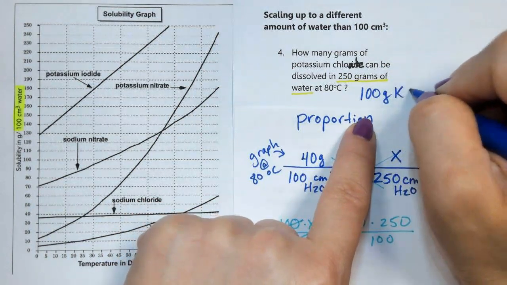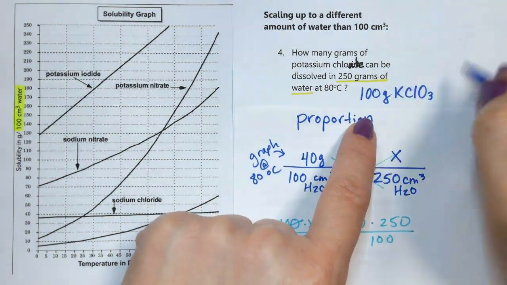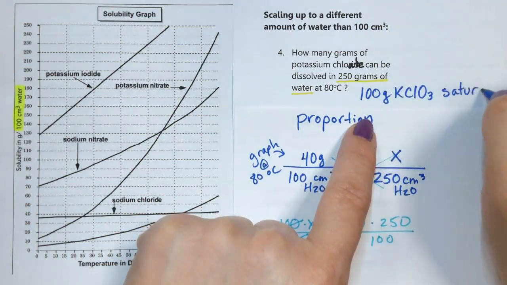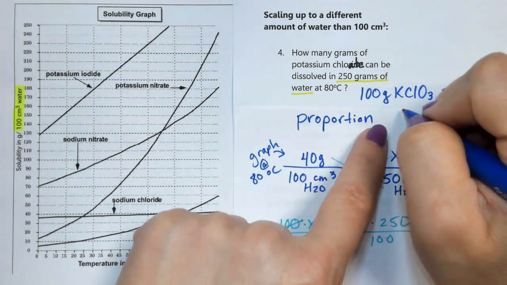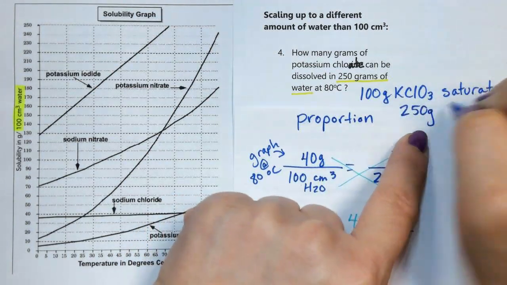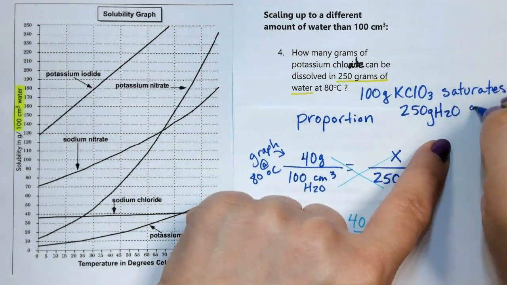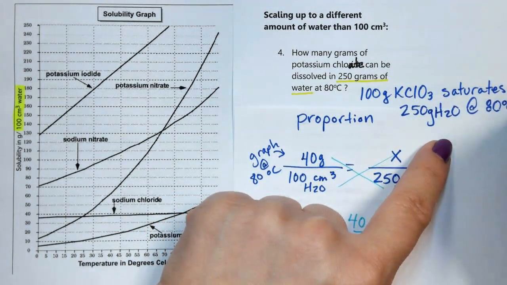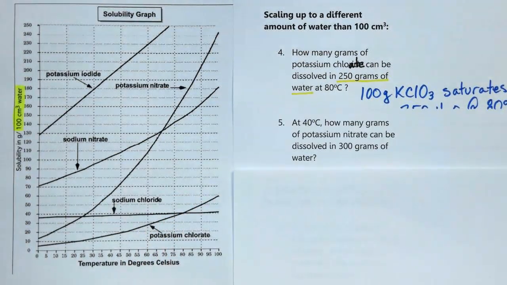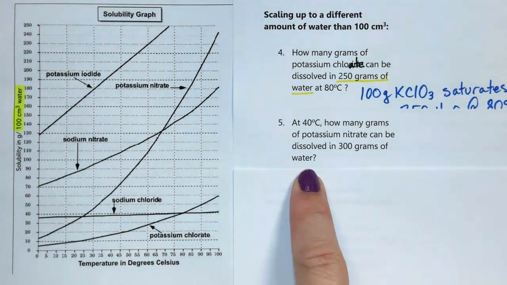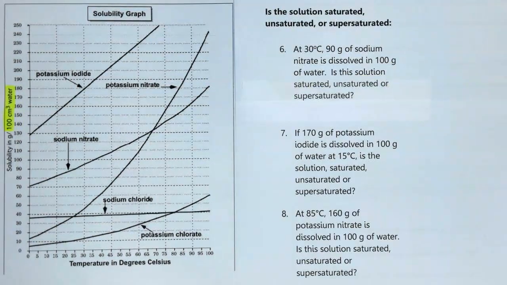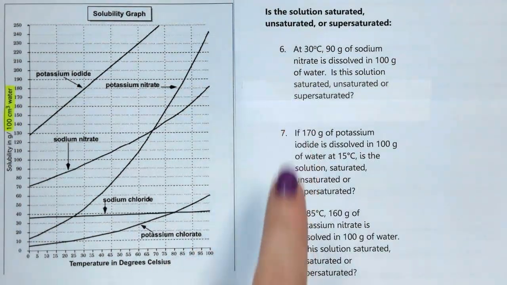grams of potassium chlorate will saturate 250 grams of water at 80 degrees Celsius. Now you can pause the video and try number 5, and then we'll go over the answer at the end of the video. We're going to do all 3 of these examples together.